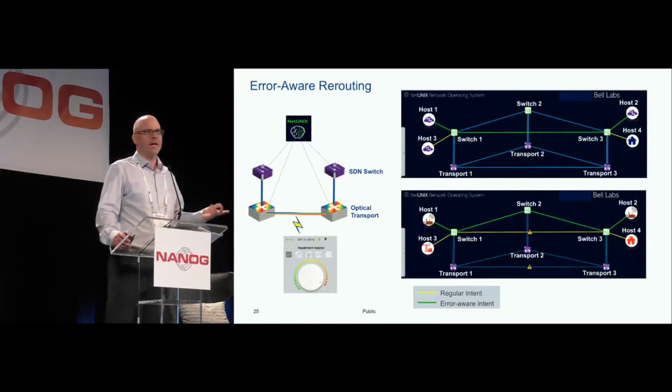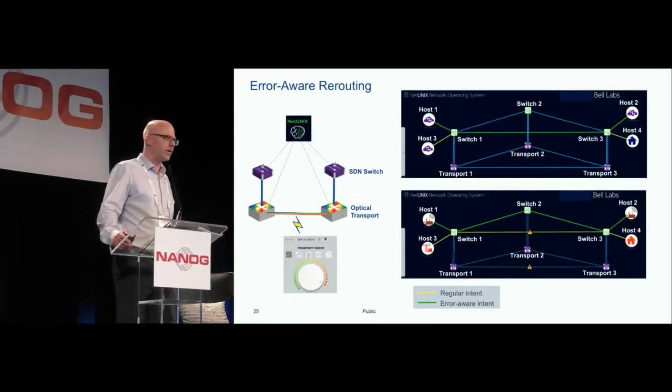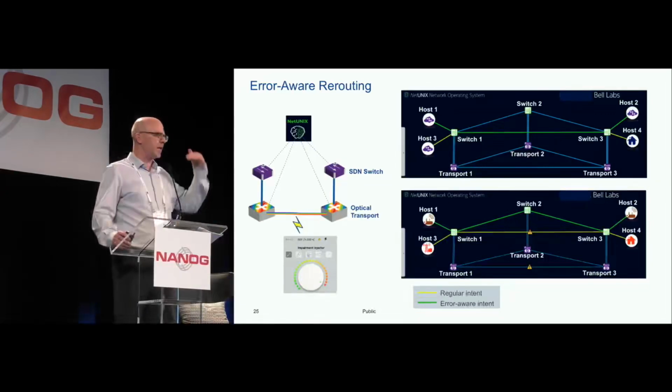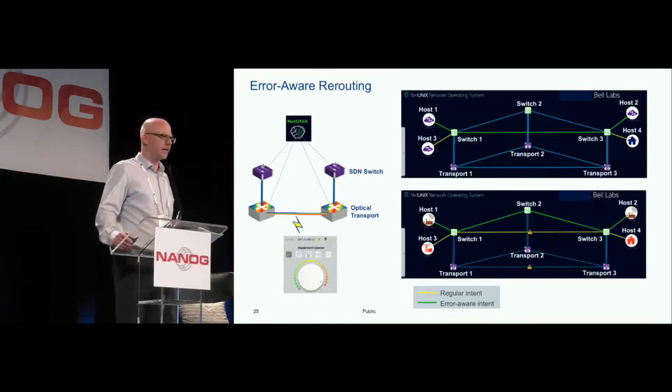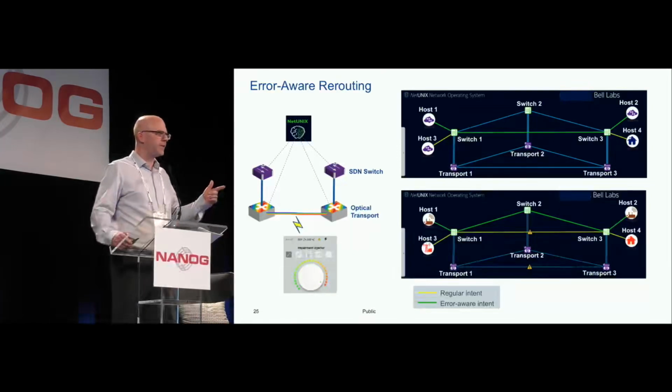And so now we use NetGraph, which describes the layering in the network, to make the associations between links on the packet layer and links on the optical layer. I started out by setting up 2 intents in the network. Between host 1 and 2 is an error-aware intent. Between host 3 and 4 is a regular intent.